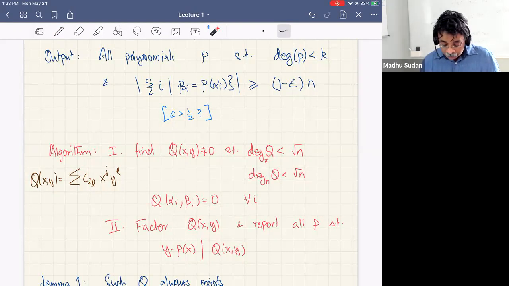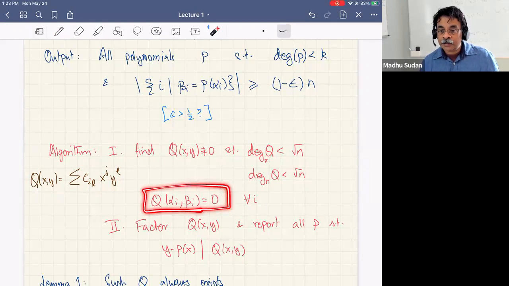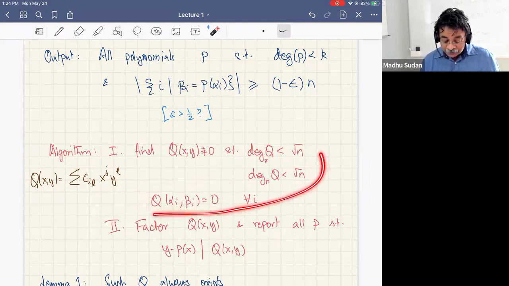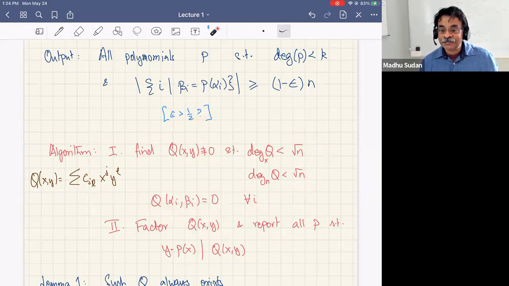The constraints that I'm giving you, what kind of constraints are these? These are linear constraints in c sub jl. So this is a big linear system. We know how to solve linear systems. No problem. Gaussian elimination is good enough for us. We can solve this in polynomial time.